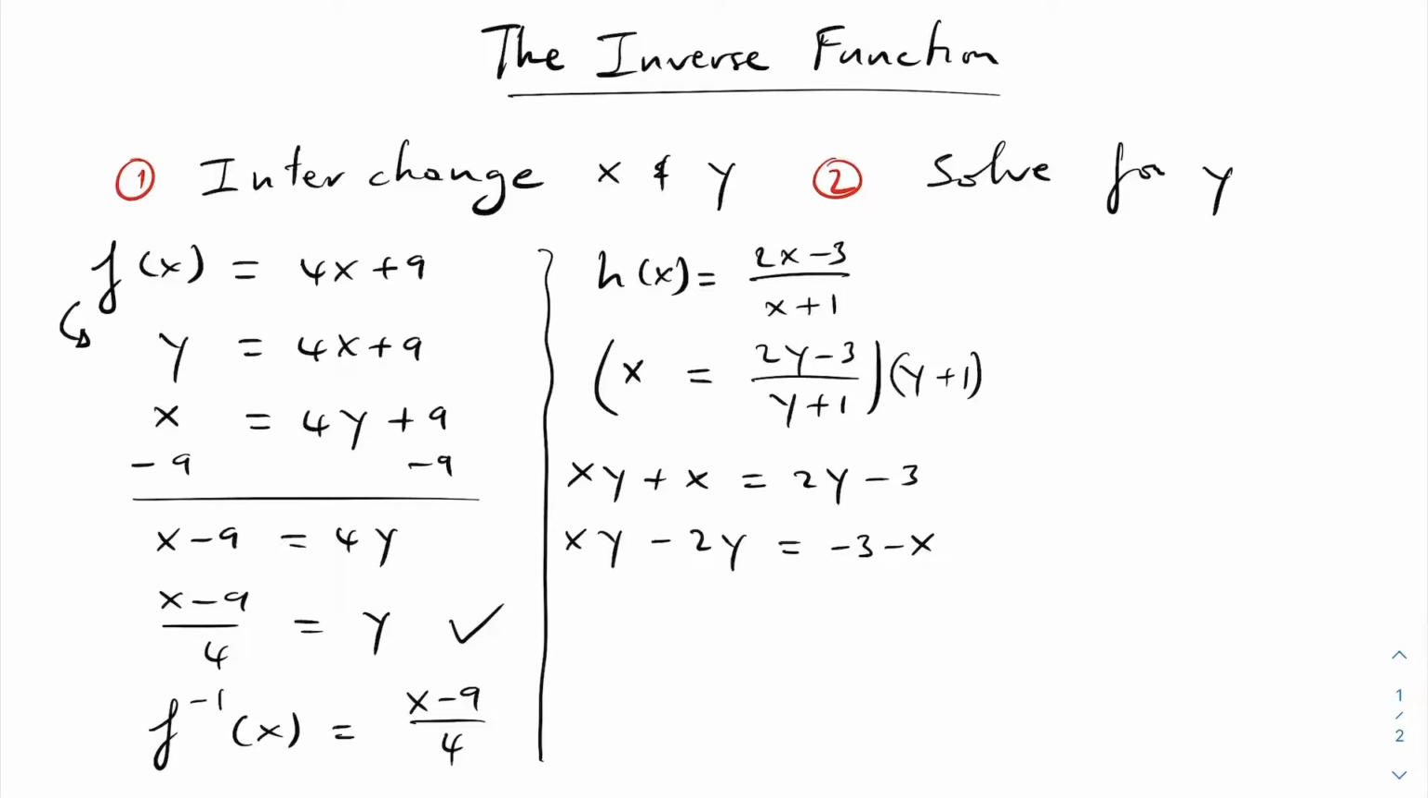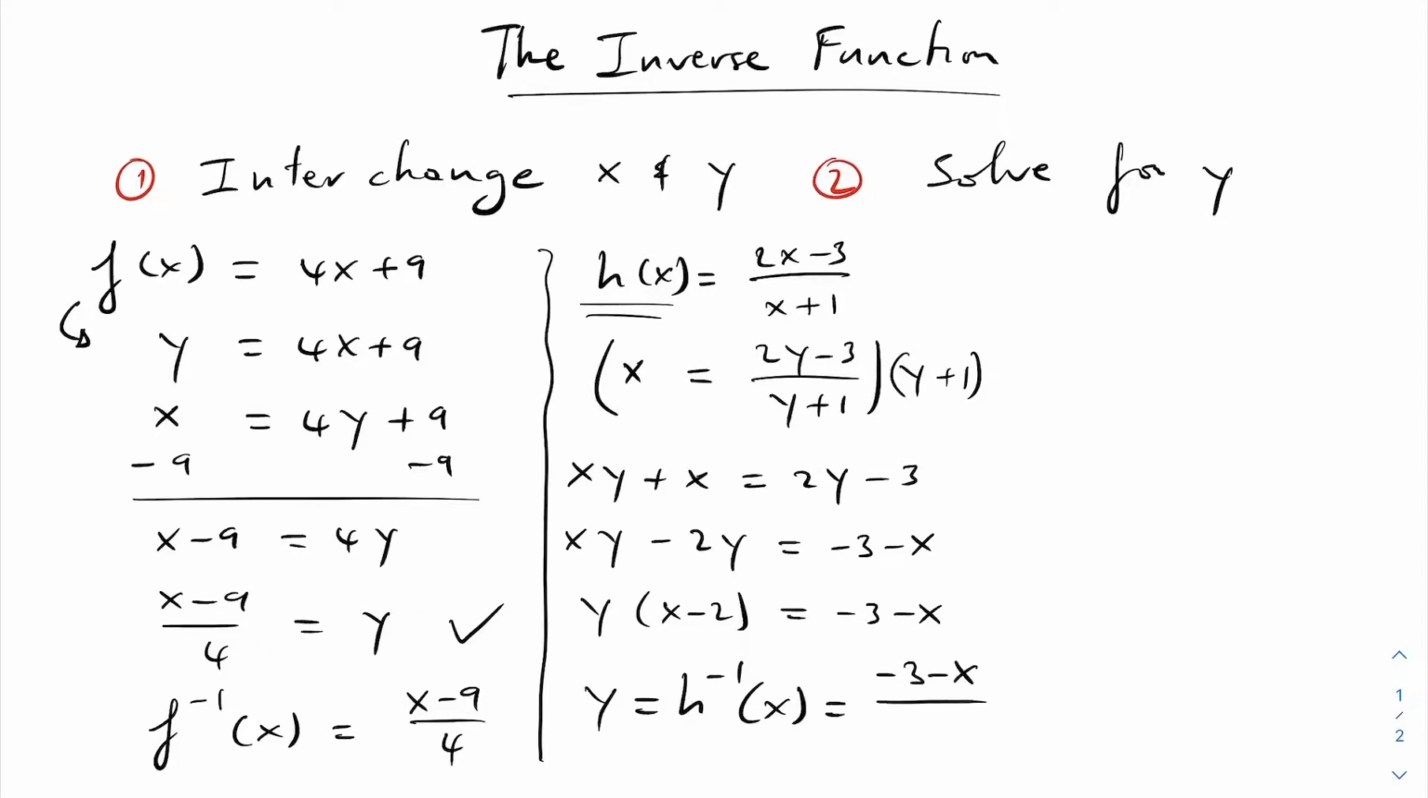Factoring the y variable here is going to give us y times (x minus 2) equals negative 3 minus x. Then dividing both sides by x minus 2, we are finally obtaining y equals the inverse of the function h of x, which is h of x to the power of negative 1, which is equal to (negative 3 minus x) divided by (x minus 2). And that will be it.